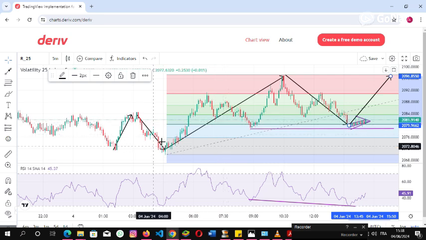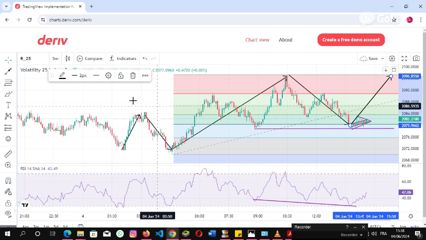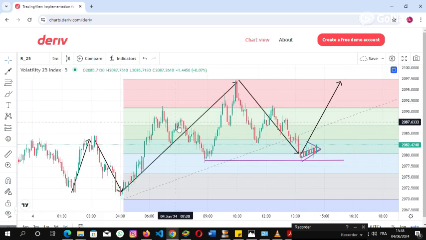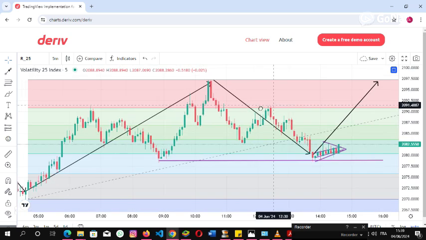Now that I have my 1, 2, 3, 4, 5, which to me is the most difficult part in pointing out all the Elliott waves, now I'm going to zoom in here. Good. Okay, so I'm in here right now.